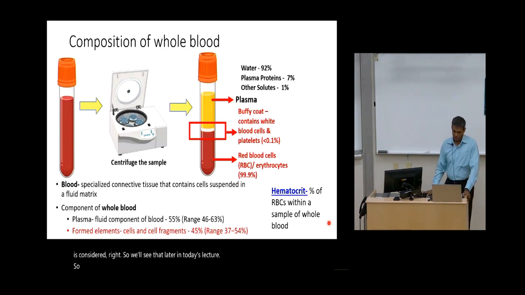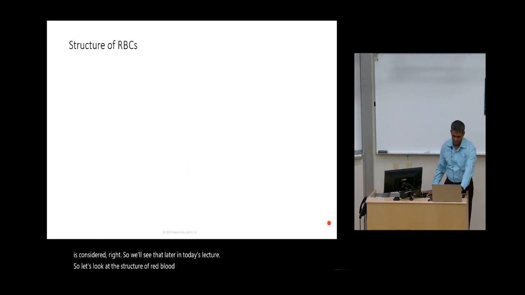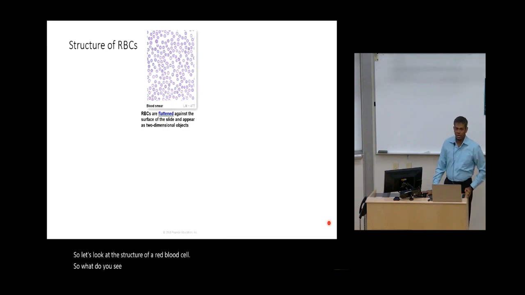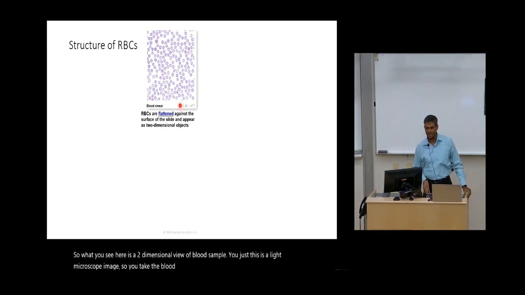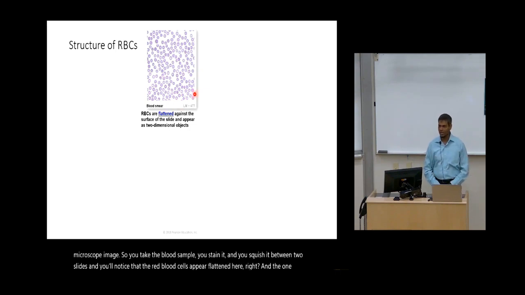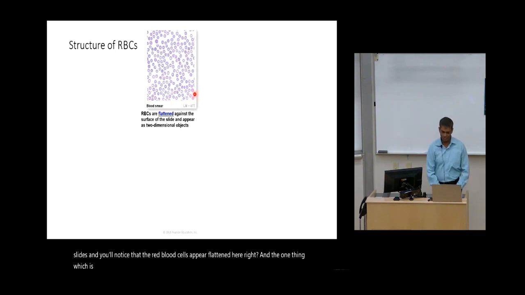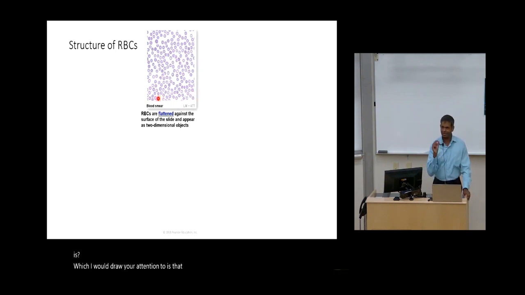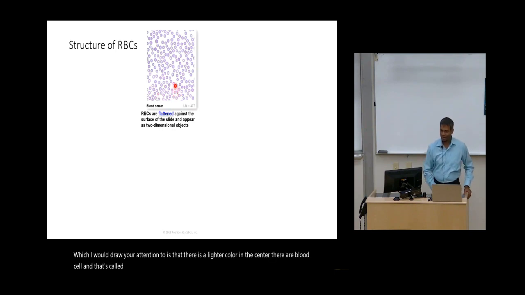So now let's look at the structure of a red blood cell. What you see here is a two-dimensional view of a blood sample, right? This is a light microscope image. So you take the blood sample, you stain it, and you squish it between two slides, and you'll notice that the red blood cells appear flattened here. The one thing I would draw your attention to is that there is a lighter color in the center of the red blood cell, and that's called a lighter pallor.